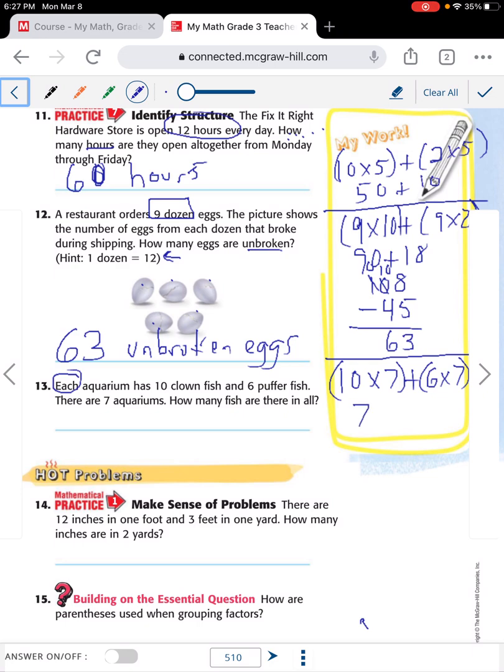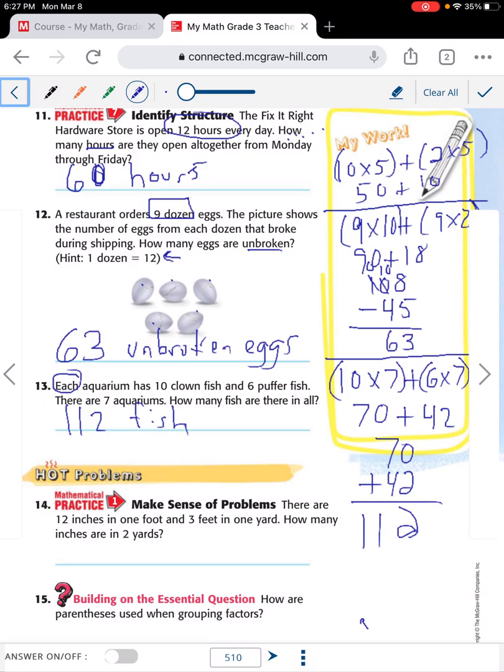So 10 times 7 is 70, plus 6 times 7 is 42. 70 plus 42 equals 112. 112 fish in all.